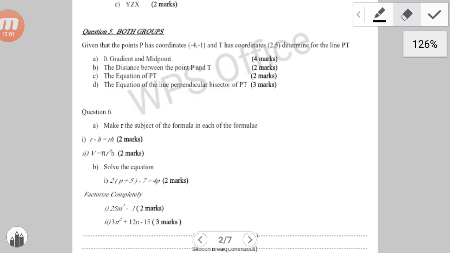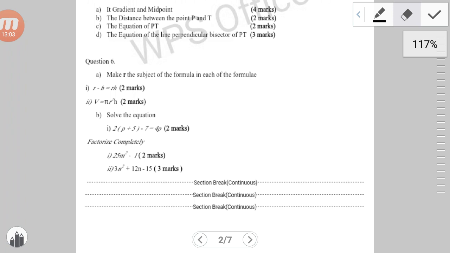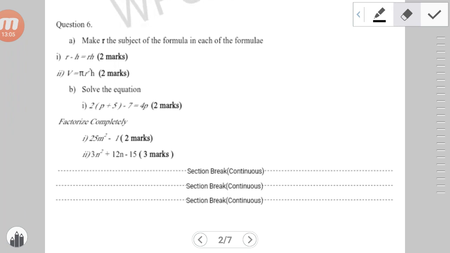All right, guys, so we are back and we're going to have a look at question 6 here, which is the final part of this particular upload. And in this section of the video, we're going to be looking at transposition, and we are going to be looking at solving a very basic linear equation along with factorization of difference of two squares and quadratic expression.